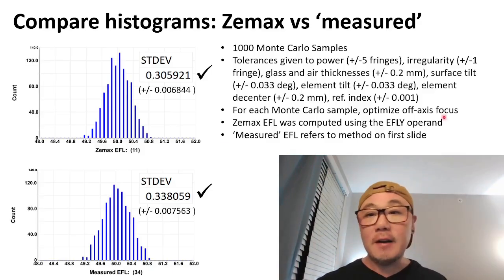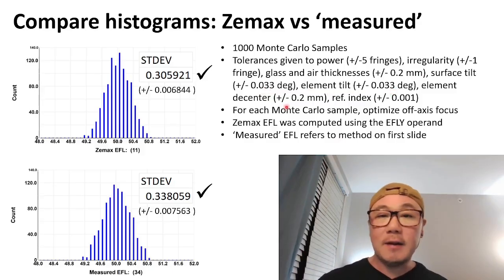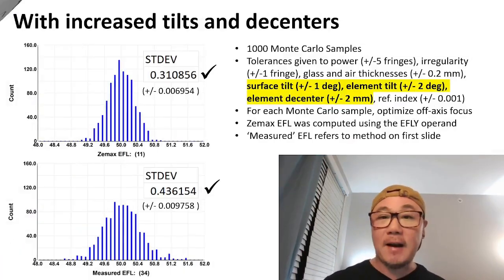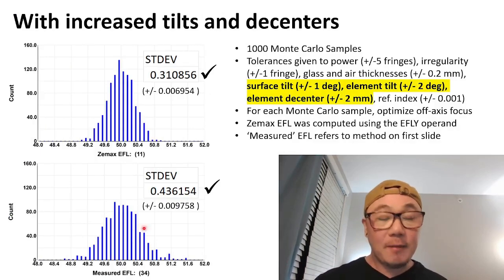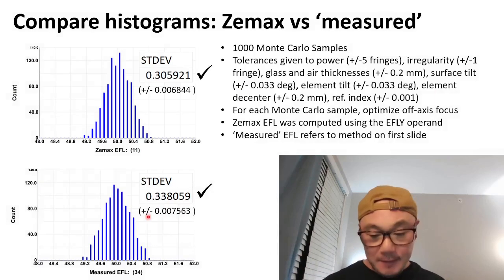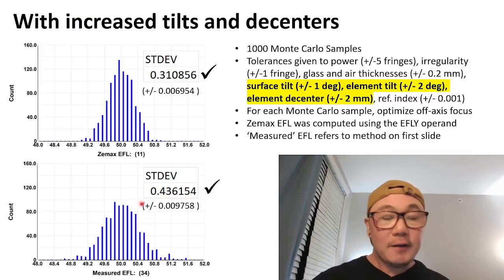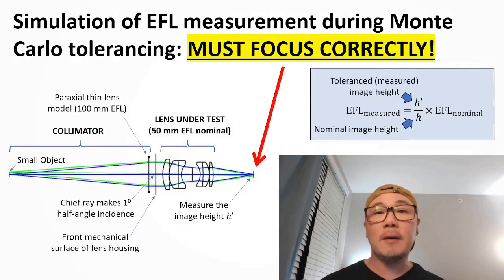You can prove that further by exaggerating the tilts and decenters. For example, here the element tilt is 0.03 degrees and the decenter is 0.2 millimeters. But if I exaggerate them to this amount, you can see that the bottom distribution is bigger and broader than before.